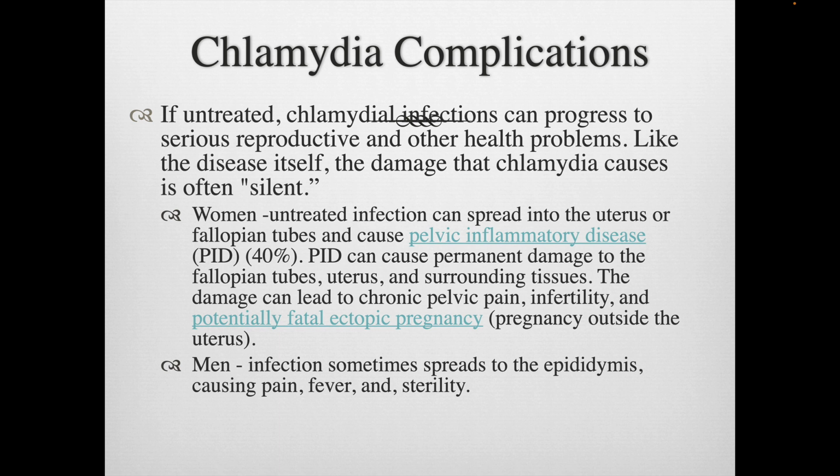In women with untreated infections, the infection can spread into the uterus or fallopian tubes and cause pelvic inflammatory disease, PID. It's about 40% of the cases. PID can cause permanent damage to the fallopian tubes, uterus, and surrounding tissues. The damage can lead to chronic pelvic pain, infertility, and potentially fatal ectopic pregnancies. So if the fallopian tubes become scarred or there are blockages, then it's much more likely that implantation could be attempted in the fallopian tube, and that's an ectopic pregnancy, which is very dangerous.